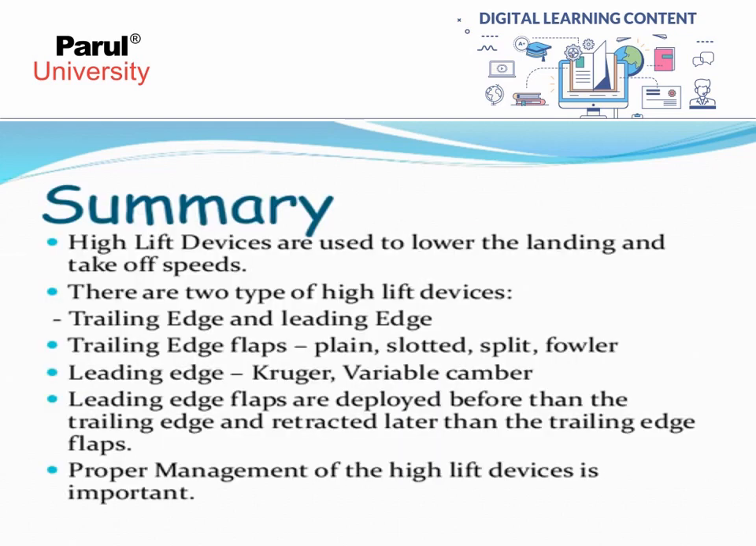Okay, now what is the summary? What is the summary of this chapter? The summary is nothing but the high lift devices are used to lower the landing and takeoff speed. How can it be possible? Because if you are using high lift devices, takeoff distance is inversely proportional to CLmax, and CLmax is inversely proportional to velocity.